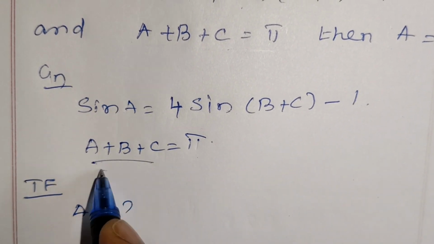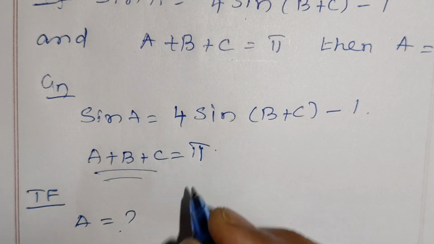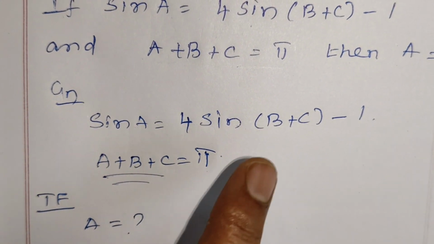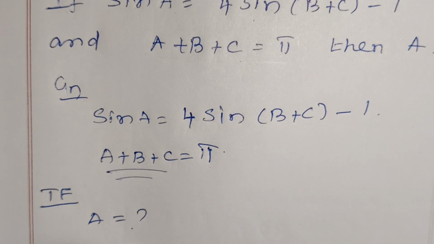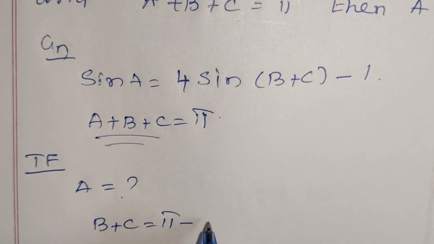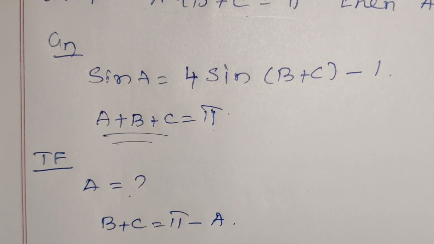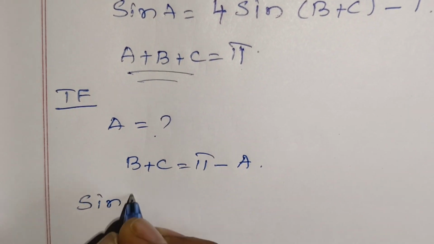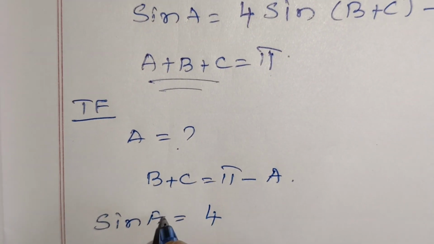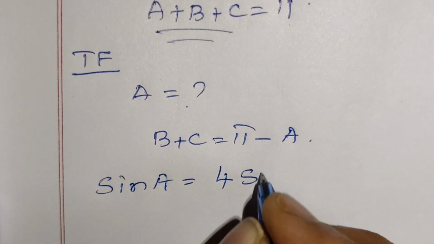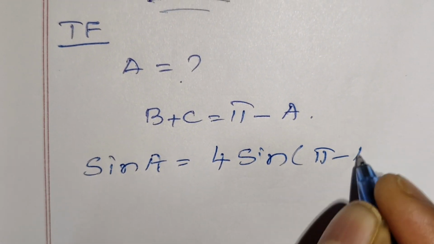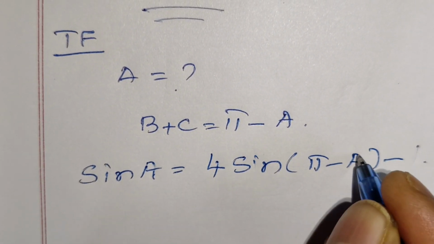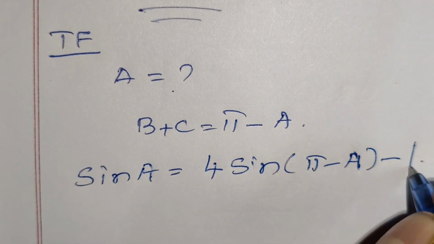So now A plus B plus C equals pi. From that, I find that B plus C equals pi minus A. And one more condition is given as sin A equals 4 sin (B plus C) minus 1. Instead of B plus C, you have to write pi minus A. So sin A equals 4 sin (pi minus A) minus 1.